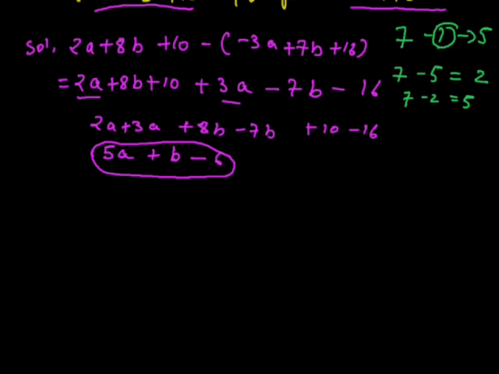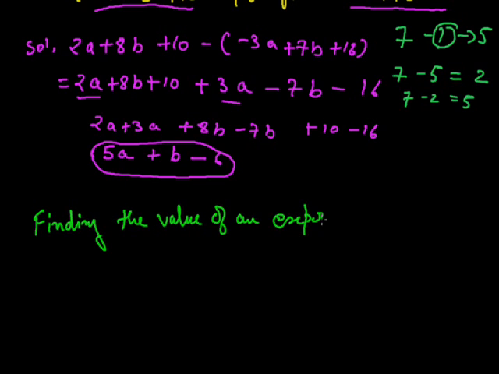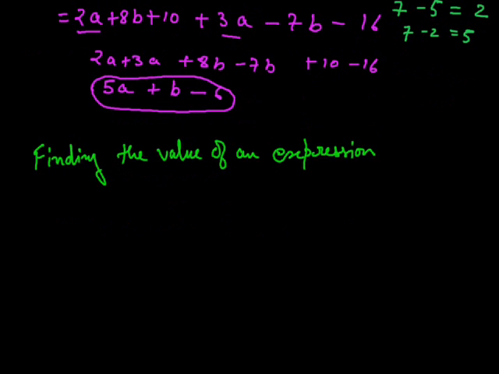Next is finding the value of an expression. It is very simple to find the value of an expression. For example, we have to find the value of expression x plus 4 at x equals 2. So simply we have to just put the value of x as 2 in this expression. So at the place of x I will put 2. So 2 plus 4 will be equal to 6.